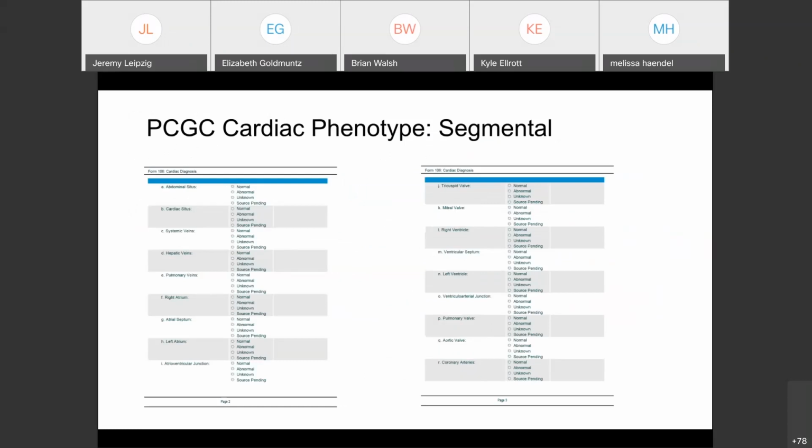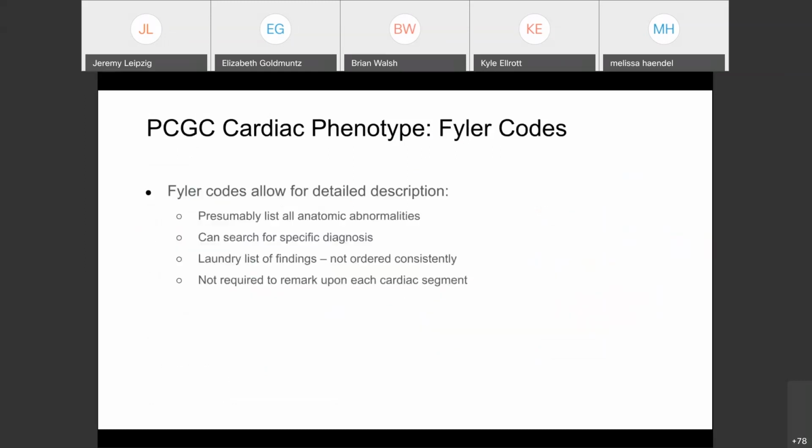But next slide, please. What it really uses to phenotype the patient are Fyler codes, which allows for very detailed description. It's sort of a laundry list of everything that is reported for that patient that you can find. And that's good for being comprehensive. But what wasn't, in my mind, perfect is that it doesn't require you to remark upon each segment, and you have to go, for time purposes, moving on to the next slide.